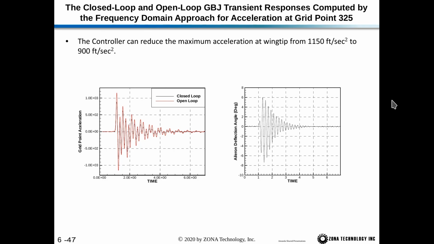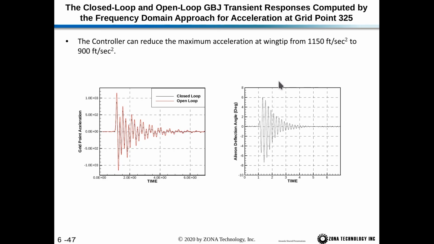So with the closed loop and open loop GBJ transient responses computed by the frequency domain approach for acceleration at grid point 325. So the controller here can reduce the maximum acceleration at the wingtip from 1,150 feet per second squared to 900 feet per second squared. So the open loop is in red, the closed loop is in black. So you can see the initial response from the Gust. The open loop is up here and down here, and the closed loop has reduced that acceleration to here and here. Additionally, as we move further out in time, you can see that the higher frequency dynamics have been suppressed and the closed loop is dying down quicker than the open loop.